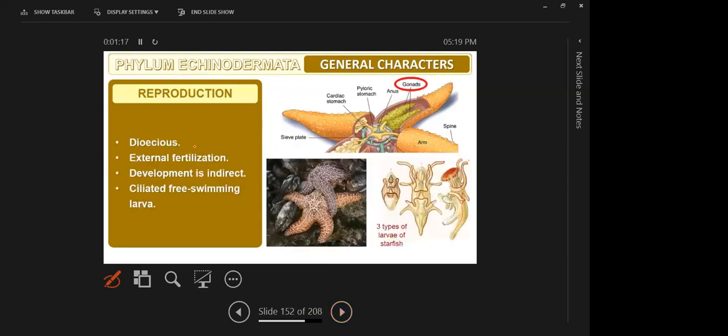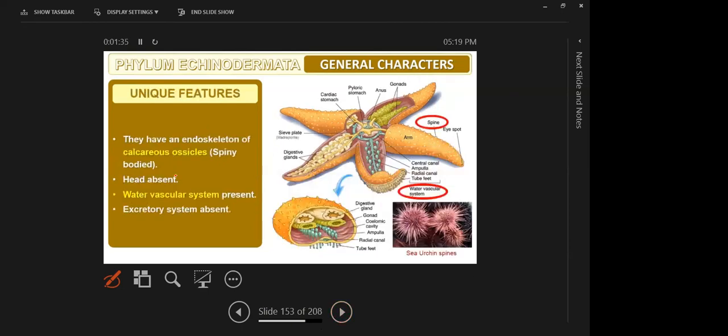Water vascular system. They are dioecious, both the sexes are separate. External fertilization, okay, so they release the sperms and eggs out, and development is indirect. Ciliated free living larvae, larvae are all cilia they have. Then a very important unique feature is the endoskeleton. We saw chitinous exoskeleton in arthropods, and here it is endoskeleton.